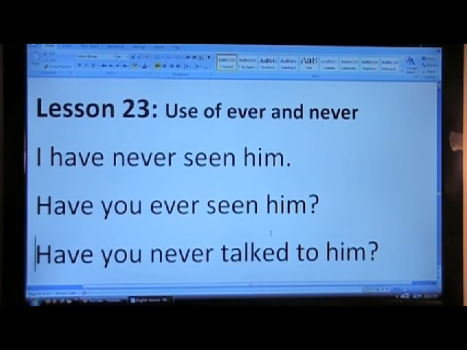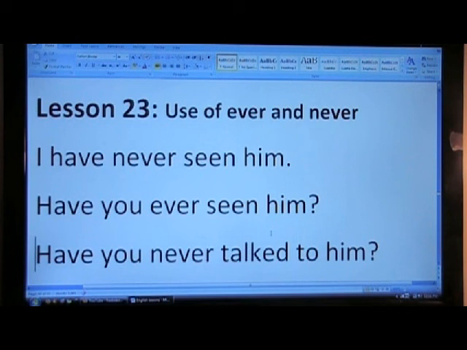Lesson 23. Use of ever and never. We use these in sentences and see how they're used. I have never seen him. I mean, I've not seen him. I didn't see him yesterday, I didn't see him today, I did not see him at all. So I have never seen him.